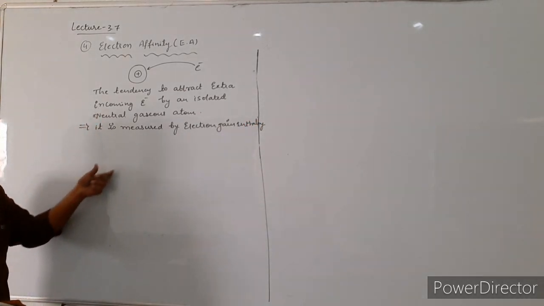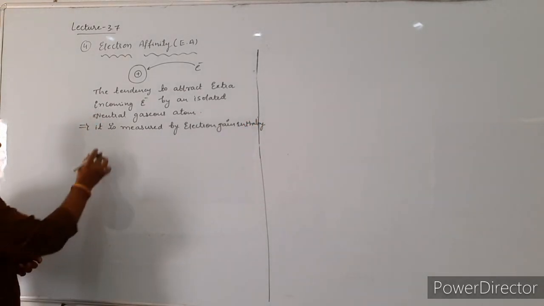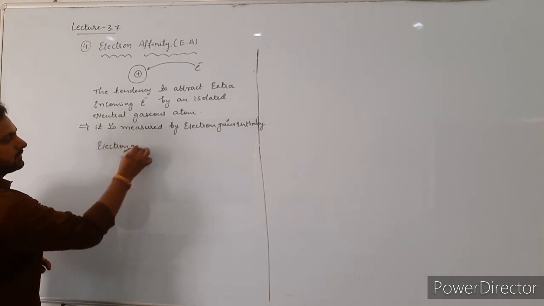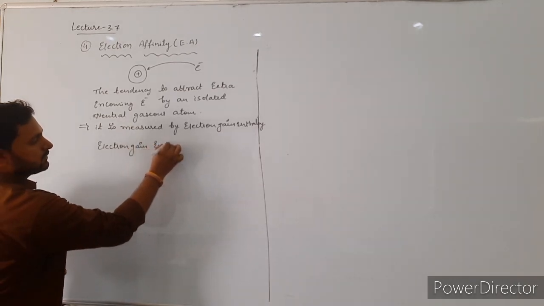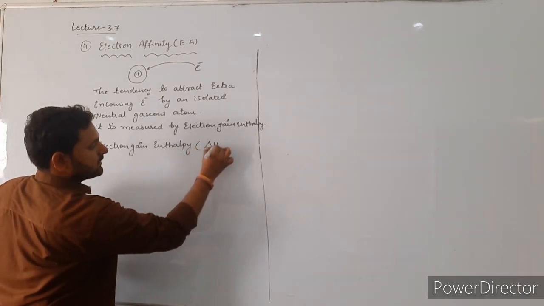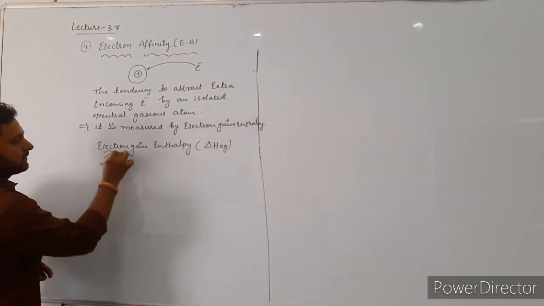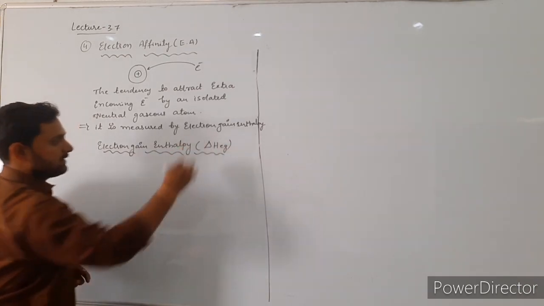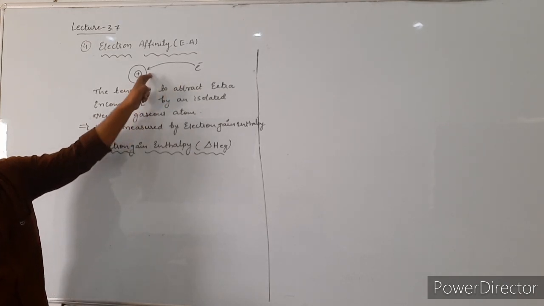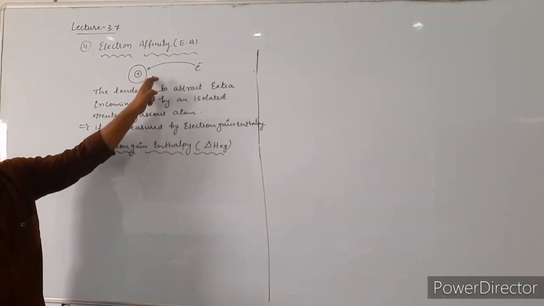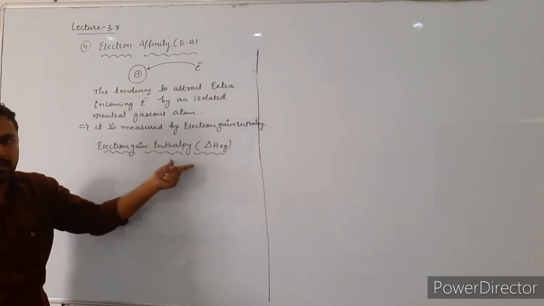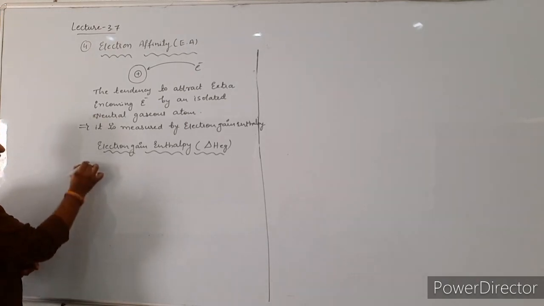What is electron gain enthalpy? Now let us discuss electron gain enthalpy. The electron gain enthalpy is denoted by delta H eg. What is electron gain enthalpy? The amount of energy released or absorbed when an electron is added to an isolated neutral gaseous atom is called electron gain enthalpy.